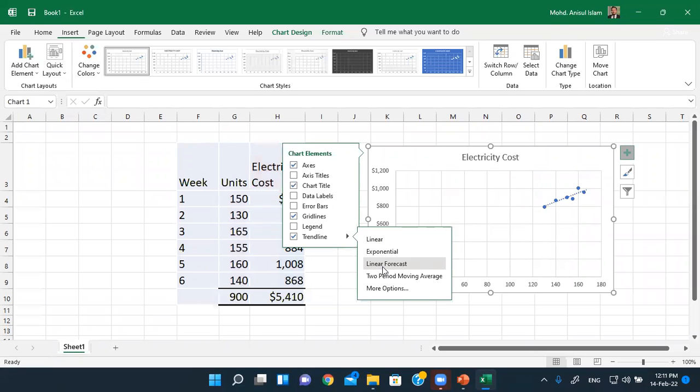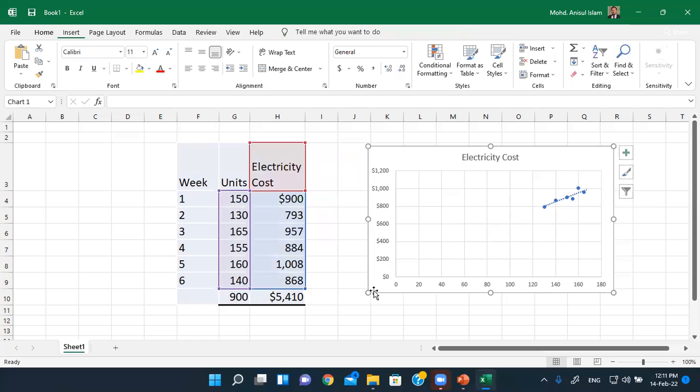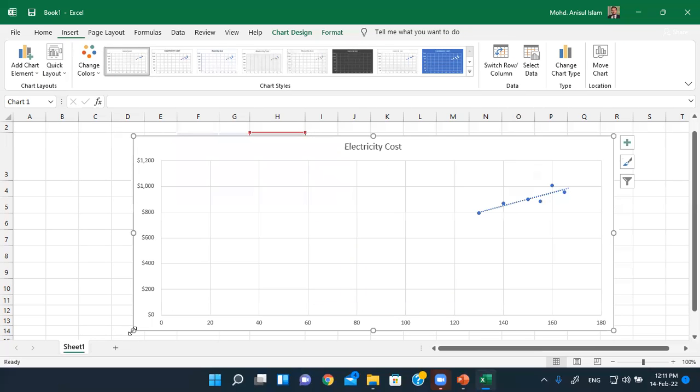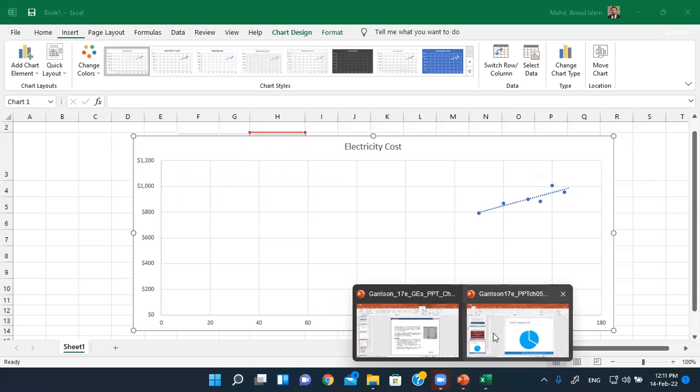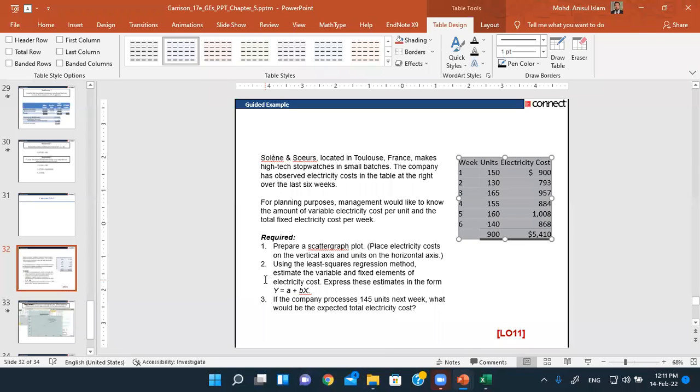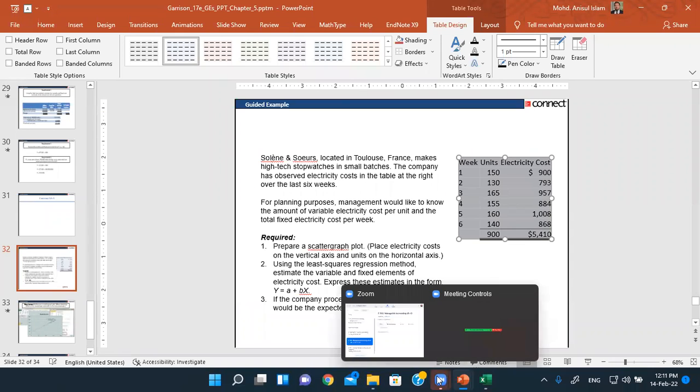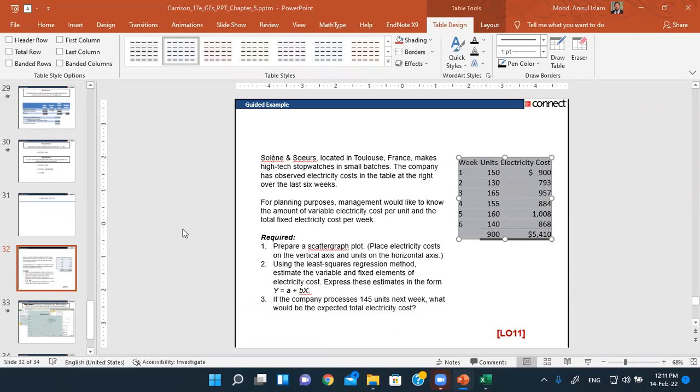And if we make a linear forecast line, what will be available? Let me write the linear trend line here. We have drawn a linear trend line. We see that our expectation is true: if we draw a straight line, the plots will be very close to our straight line. Do you have any question up to this point on the scatter plot?